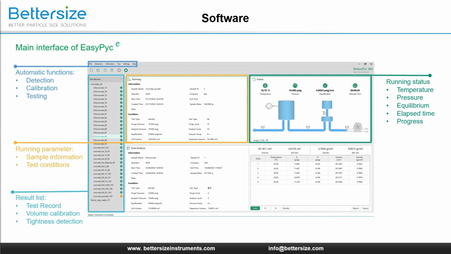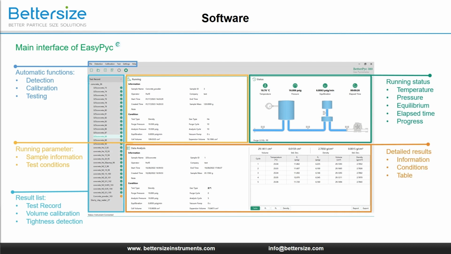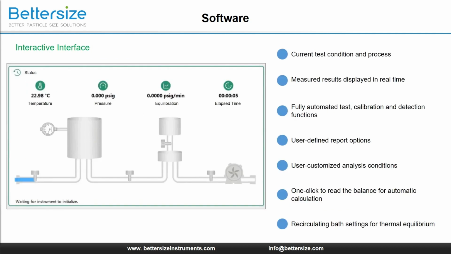Results list. This section displays a list of all previous test results. The user can select a specific test record, volume calibration result, or tightness detection result to review. Detail results. This section provides a detailed analysis of the current or historic test results. It includes information such as data tables, graphs, and statistical analysis. This information is useful for troubleshooting and understanding the results quality. Frankly, the EasyPyc provides a user-friendly and efficient way to measure and analyze data.